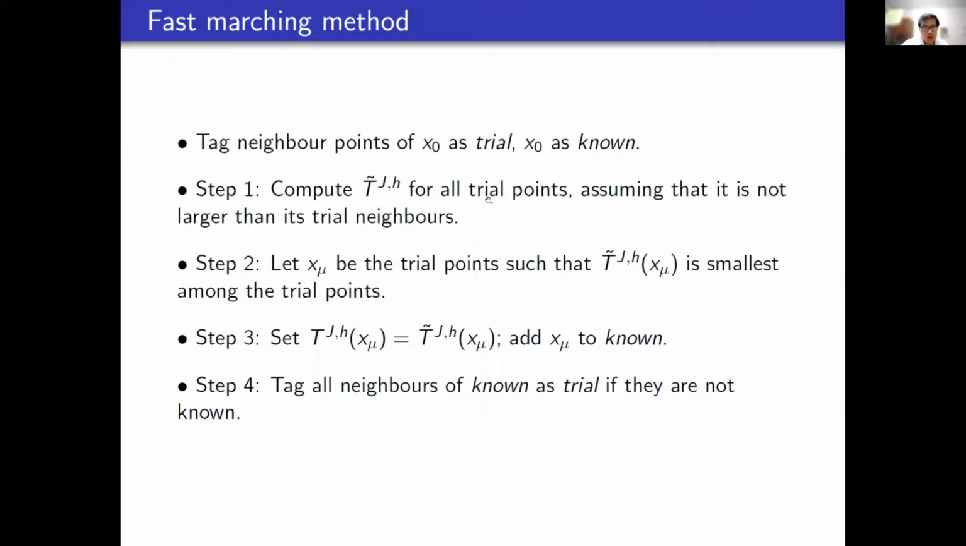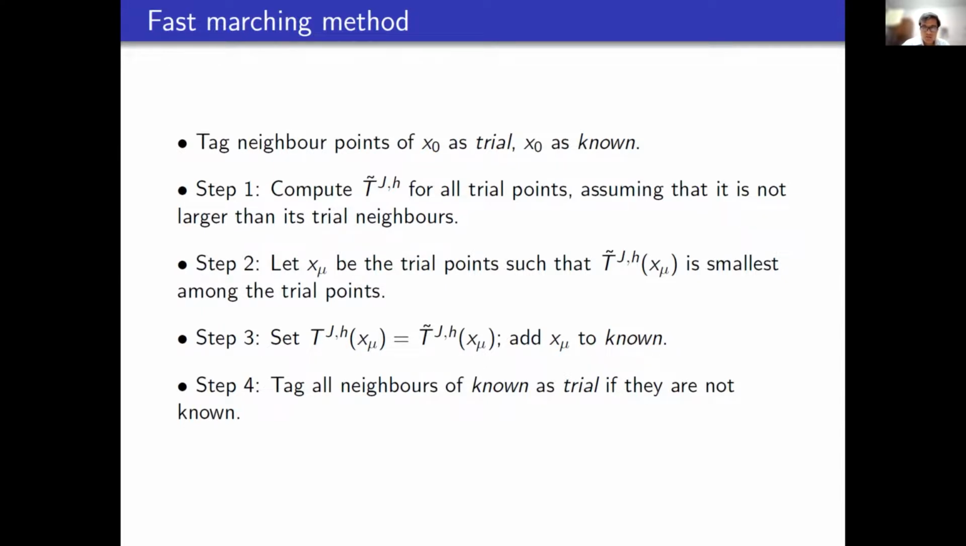And then we need to sort the solution T tilde at all of these trial points to find those points, say x_mu, for which the solution T tilde_Jh is the smallest one. And then the solution of the forward equation T_Jh at this point x_mu is set as the T tilde_Jh at x_mu here. And then it just repeats until it reaches the point at which we want to compute the forward equation.